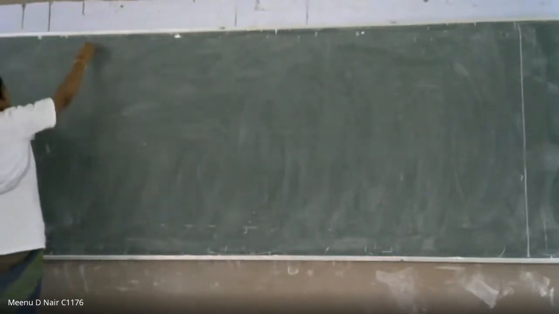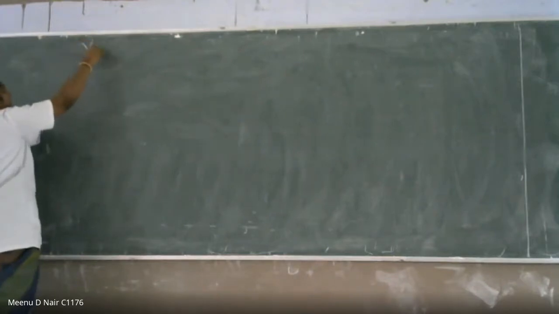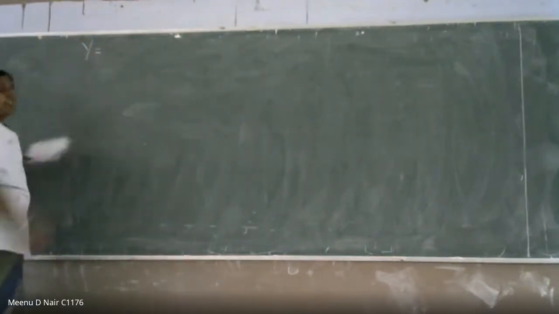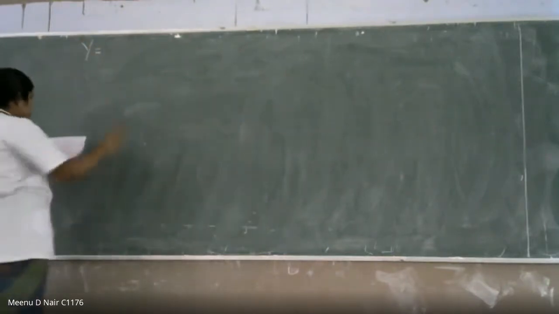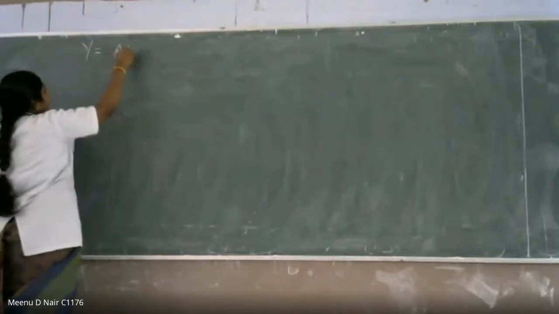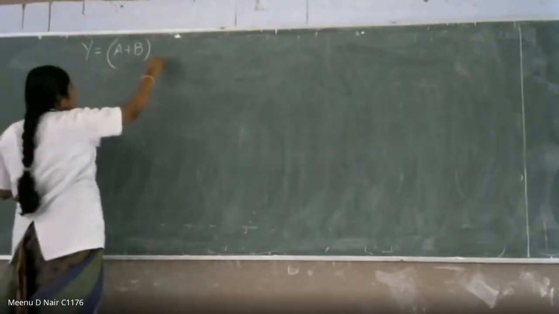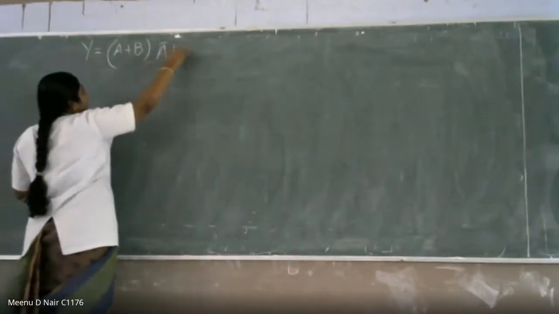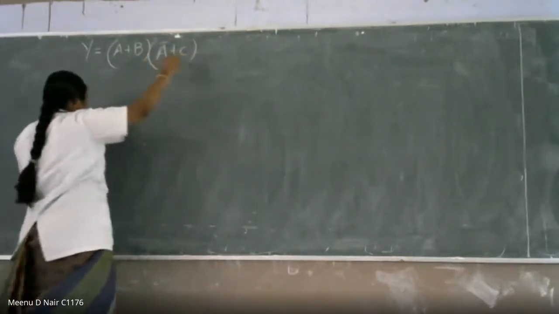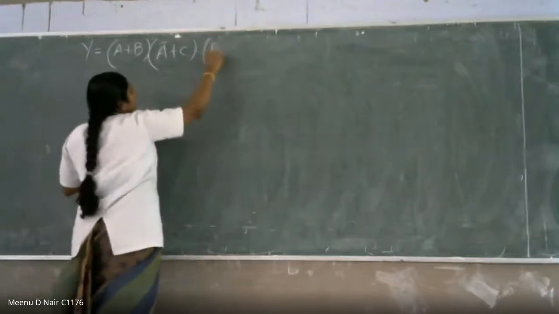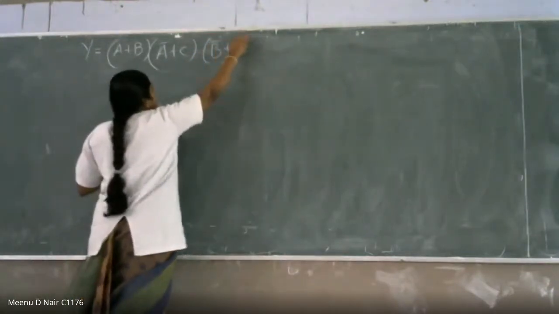Your question is, you have to simplify the Boolean expression where Y is equal to (A plus B) into (A bar plus C) into (B bar plus C bar).